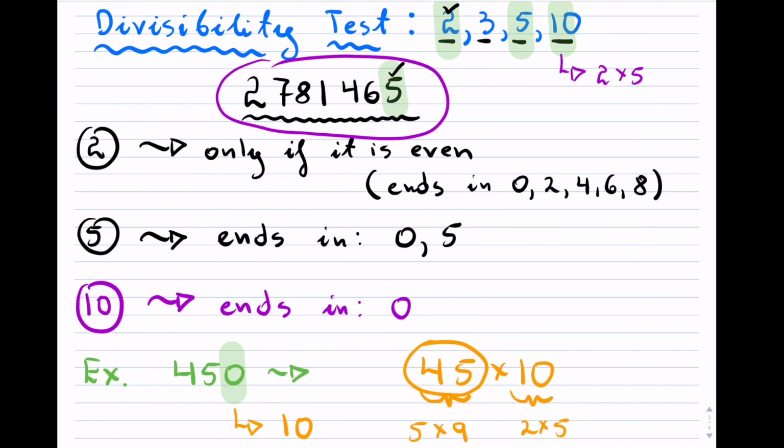We have divisibility tests of 2, 3, 5, and 10. So all I've talked about is divisible by 2 only if it is even. Divisible by 5 only if it ends in a 0 or a 5. And divisible by 10 only if it ends in a 0. So far, so good. These ones are simpler.